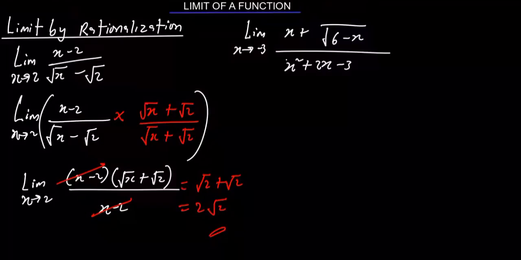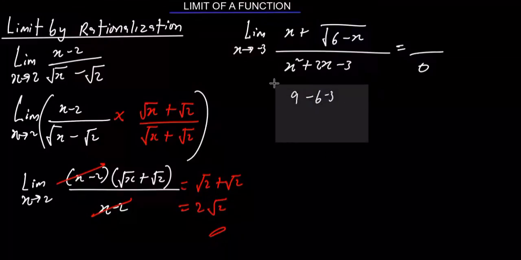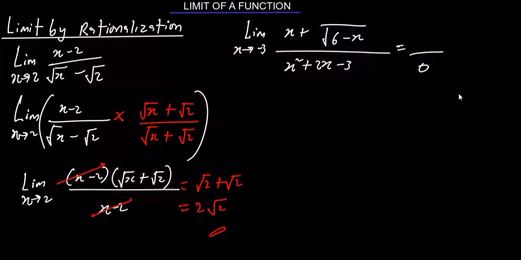Let's see what happens if I do direct substitution. Check out the denominator: with x equal to minus 3, this will give me 9 minus 6 minus 3, and your denominator is 0. Once your denominator is 0, the fraction is undefined. So it means that you must do the limit by rationalization.